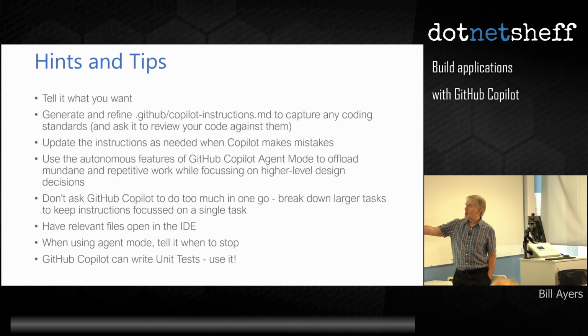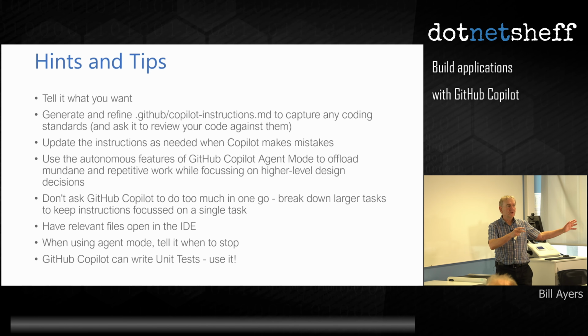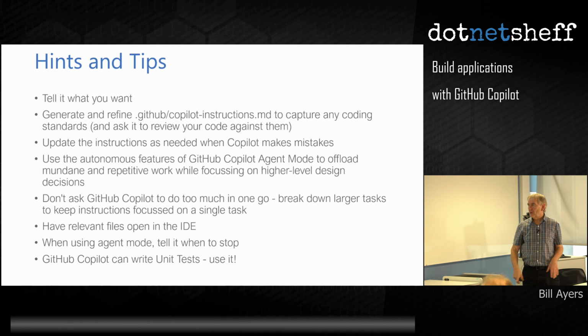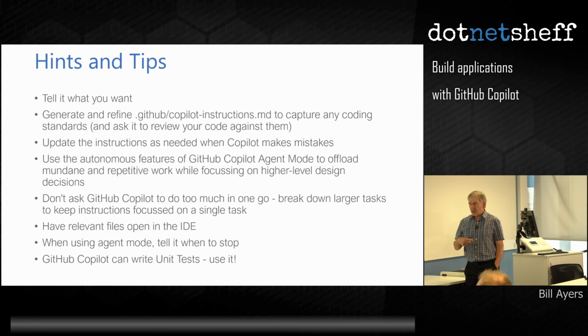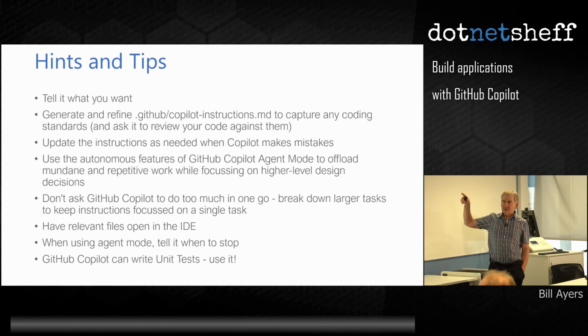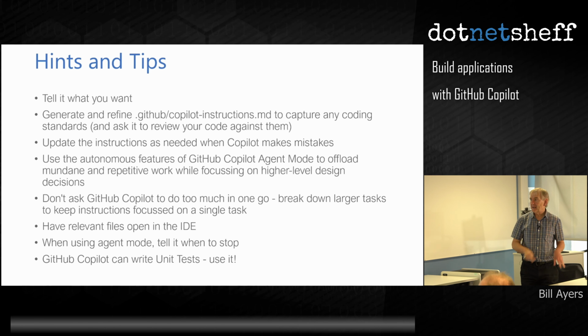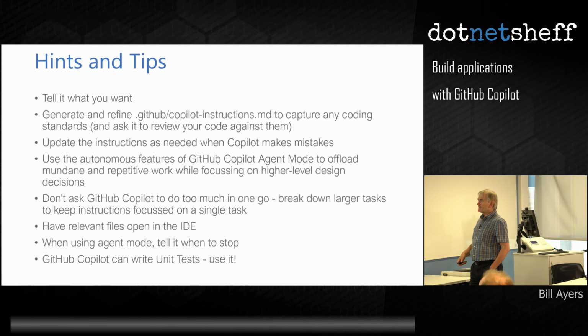Use that Copilot instructions file to give it the parameters. This is what I'm trying to do, but don't do what I did and just say, use any technology you like. Tell it what you want to do, what kind of technologies you want to use, and coding standards. If it makes a mistake, that can be an opportunity to revisit those instructions and put something in there to stop it making that mistake again. It'll get better and better at doing what you want it to do.